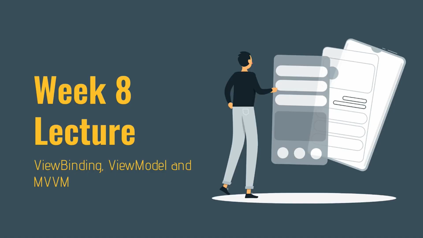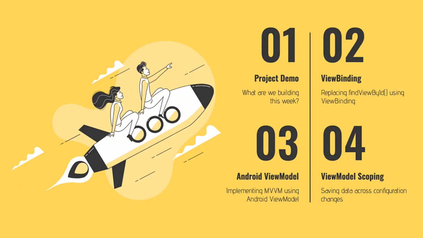All right, let's jump into our lecture for this week. We're going to be talking about view binding, the Android architecture component ViewModel class, and a general MVVM architectural pattern. So we'll go over a quick project overview. What are we building this week? Then we'll talk a bit about view binding and how we can use it to replace calls to findViewById. We'll then introduce the Android architecture component ViewModel and talk a bit about MVVM and how we can use the ViewModel in that architecture. And then finally, we'll wrap it up with a brief overview of ViewModel scoping and how we can use it to save data across configuration changes.